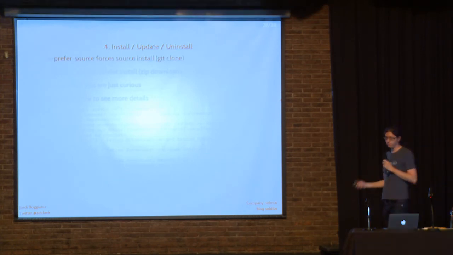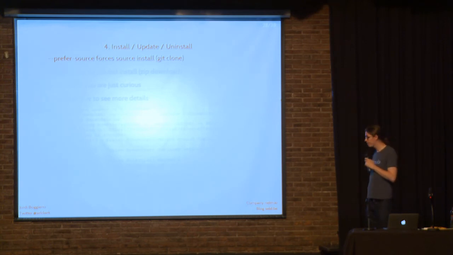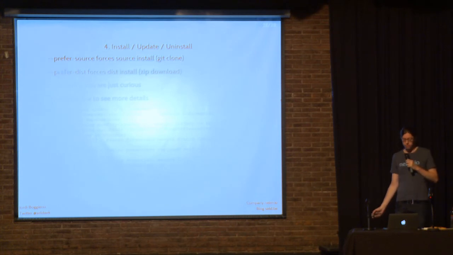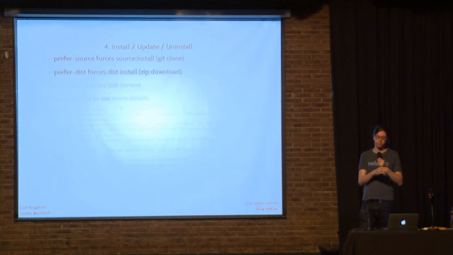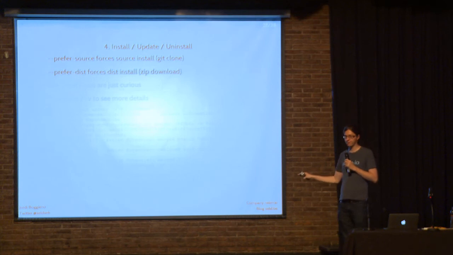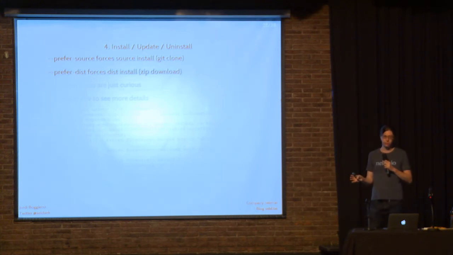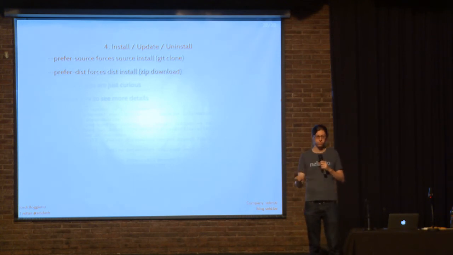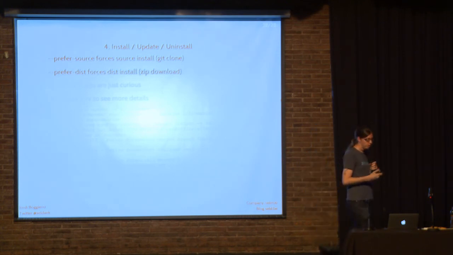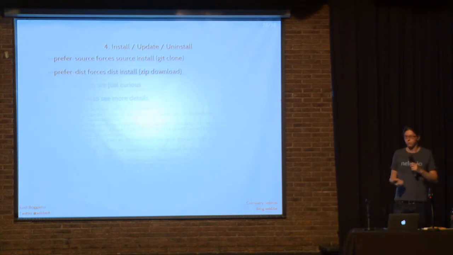While it executes the operations, you have a set of flags which can influence that. There is prefer source and prefer dist, which will change the way it downloads packages. By default, it will take the dev packages as source installs and the non-dev packages as dist installs. What source and dist mean here is that source is going to be a git clone or svn checkout, and dist is downloading a zip file usually.